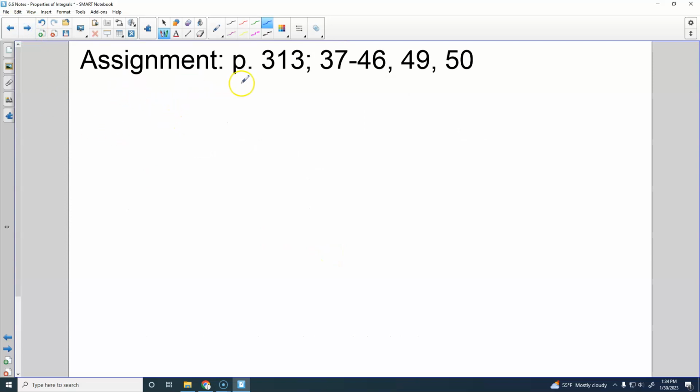So your assignment will be from the book. These are the problems that you're going to be looking at. I will be checking my email if you have any questions that you want to send me about that, and I will check this assignment. Well, I won't check this assignment. Ms. Hendrick will check this assignment tomorrow.